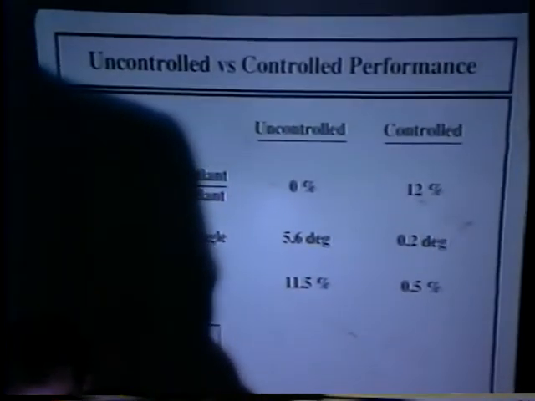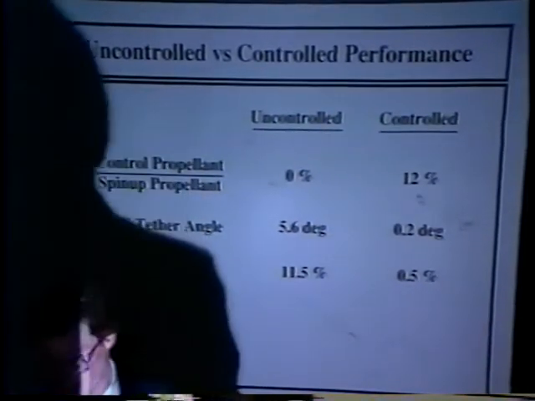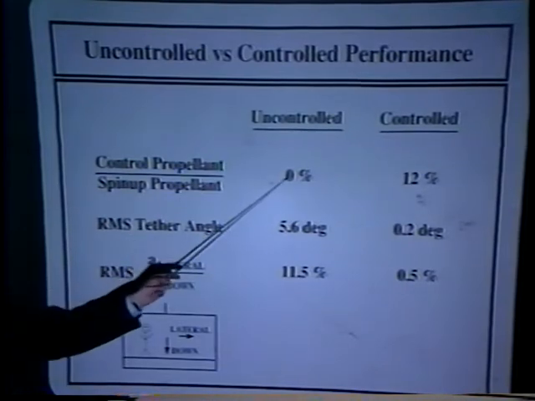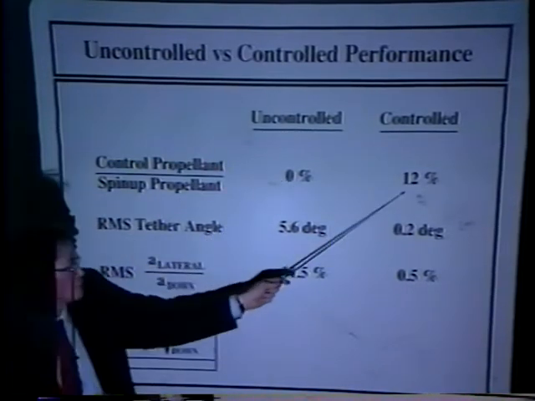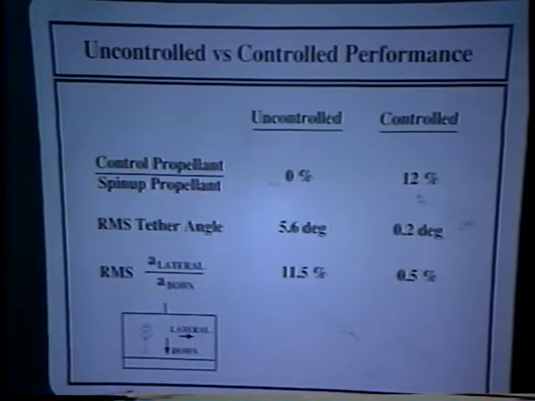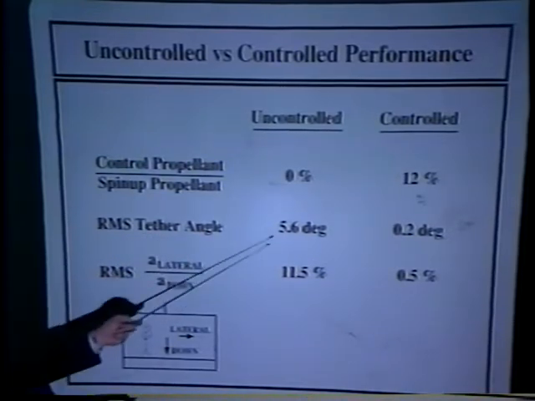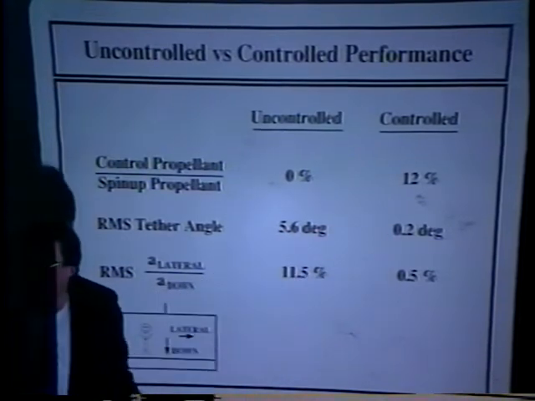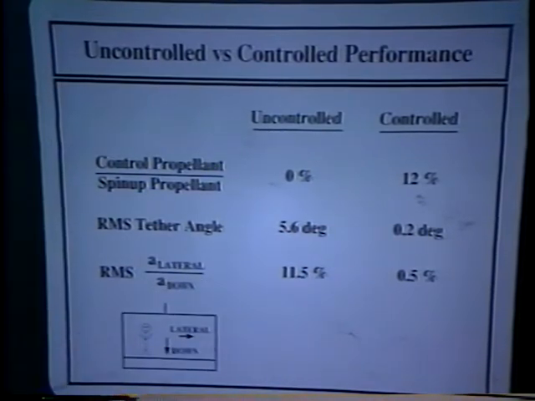The cost of the control, in this case, can be expressed as the ratio of the propellant used for feedback control to the total spin-up propellant. In the uncontrolled case, that's 0. In the controlled case that I just showed you, it was 12%. The payoff is that the RMS module tether angle, the quantity we were trying to control to 0, drops from about 5.6 degrees to about 0.2 degrees immediately after the spin-up.